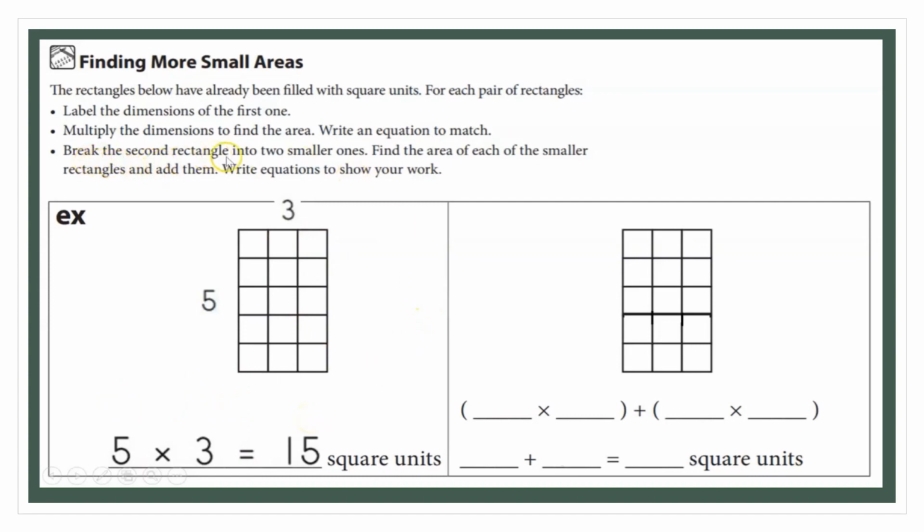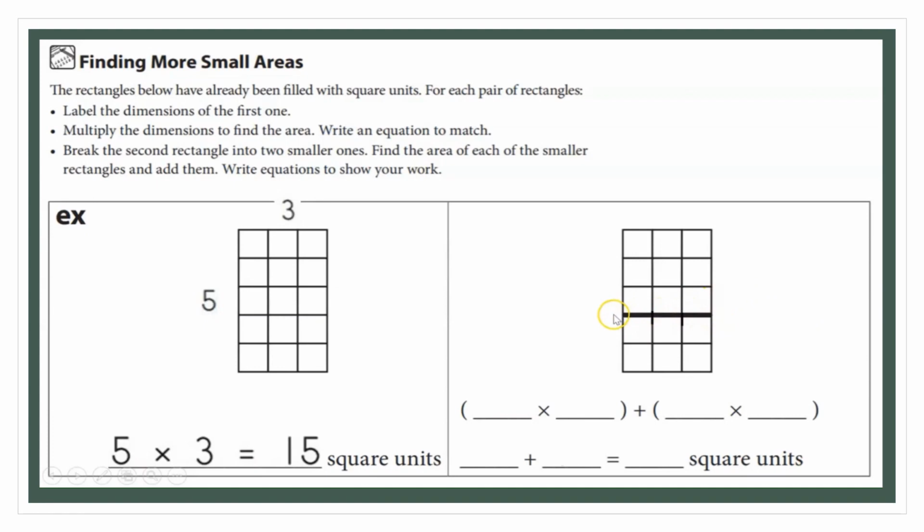We're now going to break the second rectangle, which is the same as the first, into two smaller ones. Remember, this is to help us practice using the distributive property if we come across a factor or dimension where the number is not so friendly in our mind to multiply in our head. We're going to find the area of each of these smaller rectangles and add them, and we're going to record equations to represent that thinking that took place. So there's lots of ways we could break this array into smaller rectangles. We're going to do one way together.